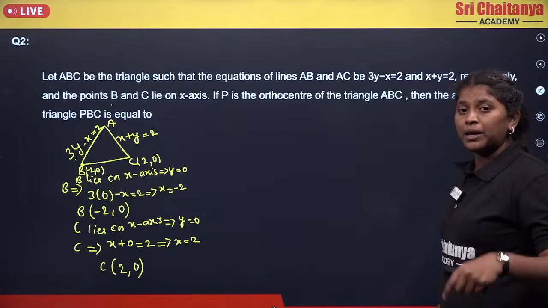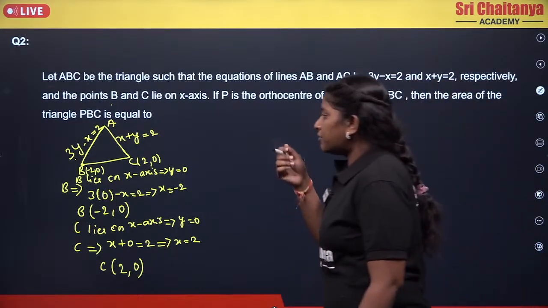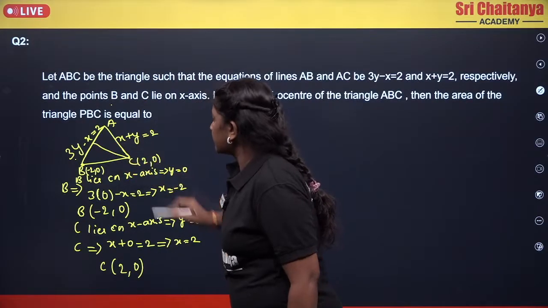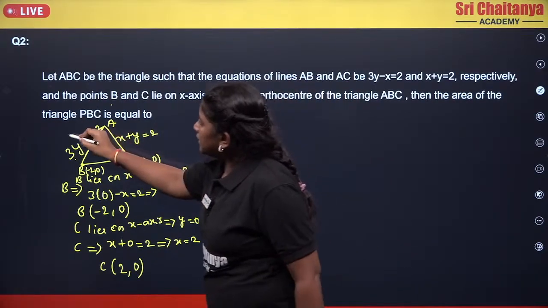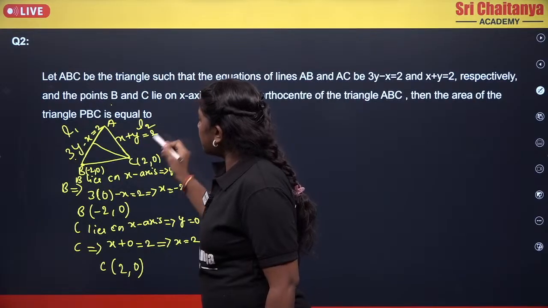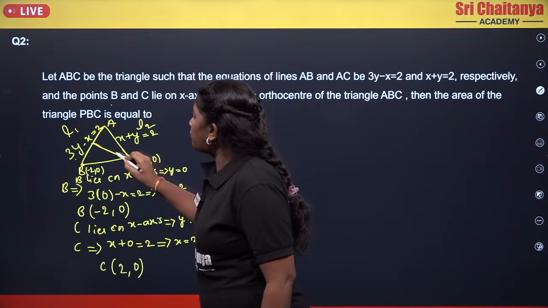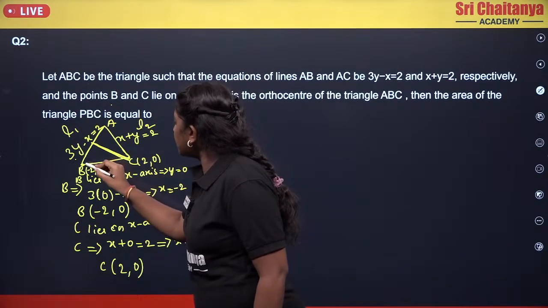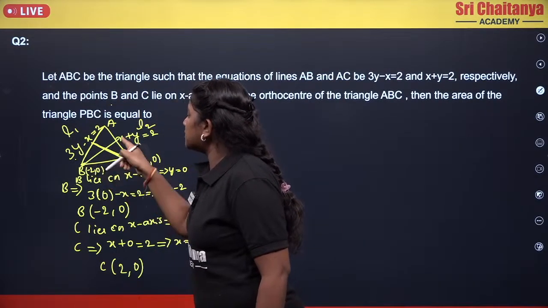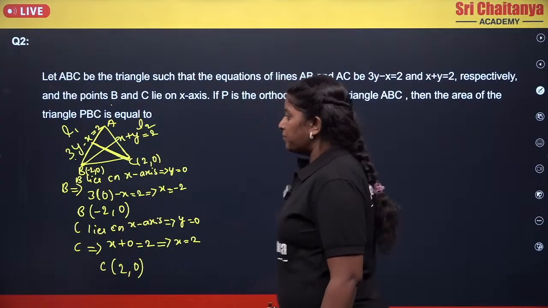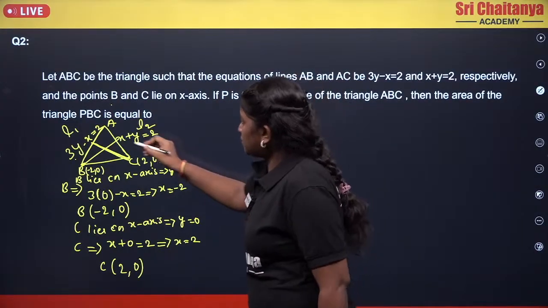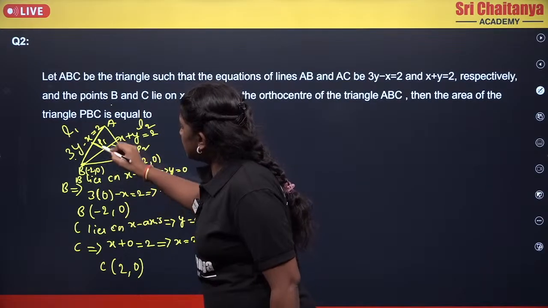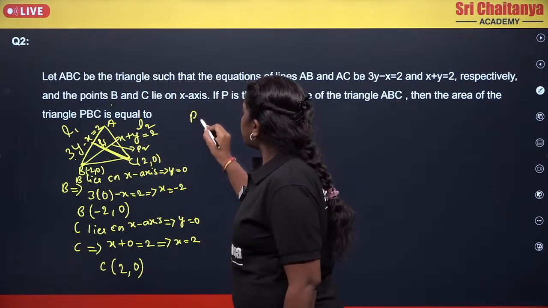Now we need to find the orthocenter because they are asking us to find the area of the triangle formed with PBC. Okay. So how can we find the orthocenter? If you observe clearly the perpendiculars, here I am taking this as my L1 and this as my L2. The perpendicular of your L1 is passing through your point C and the perpendicular of your L2 is passing through your point B. Okay. Now, this is your perpendicular 1 and this is your perpendicular 2. Clear?